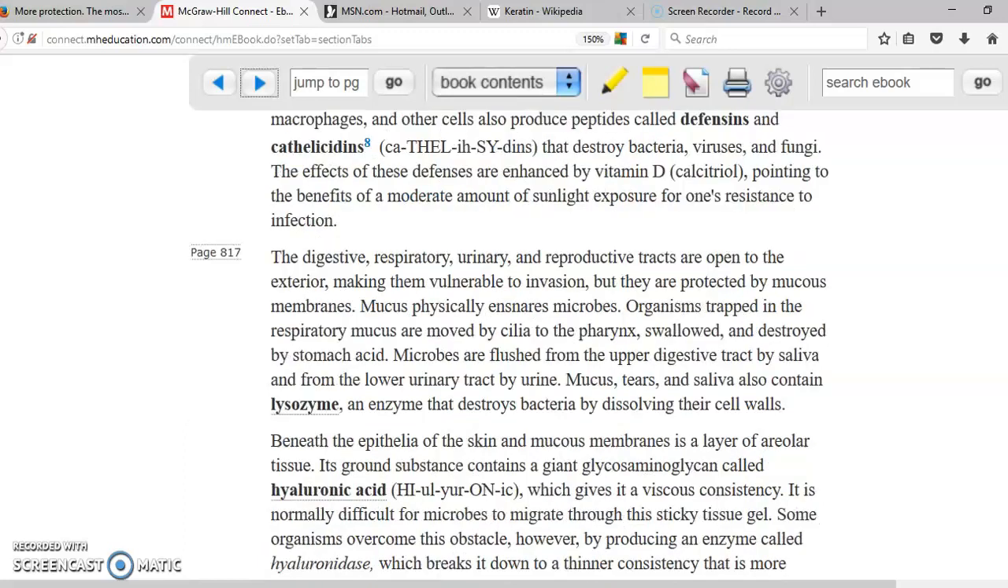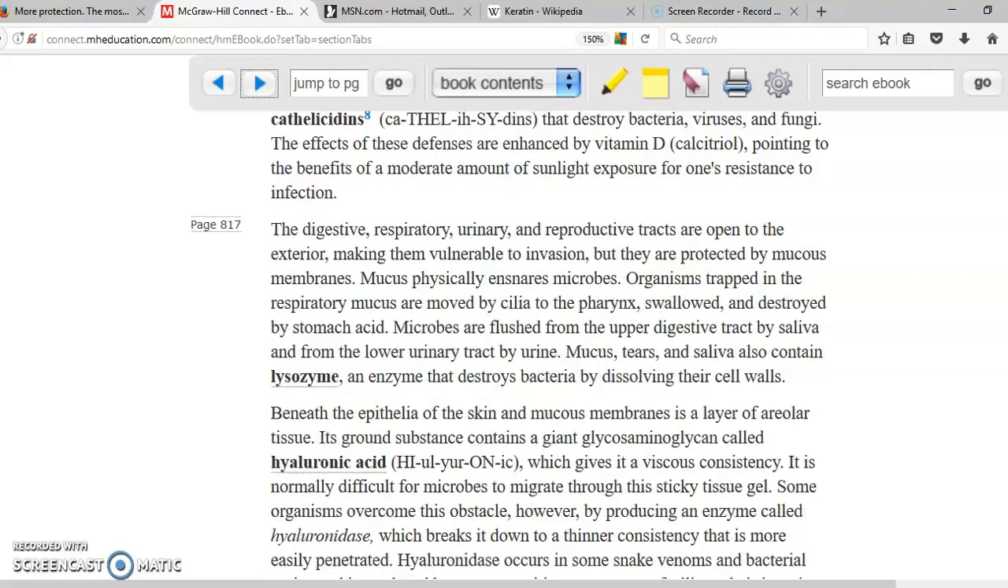Mucous membranes, obviously, are going to produce mucus, which is going to trap the microorganisms in there, not allowing them to cross and invade our body. Also, we have this enzyme called lysozyme that destroys microorganisms, present in tears and saliva. Underneath the epithelial, in the mucous membrane, we're going to have the glycosaminoglycans, which are going to be part of the ground substance. A very important glycosaminoglycan is hyaluronic acid, which is going to give a viscous consistency to the connective tissue, not allowing these microorganisms again to cross it.